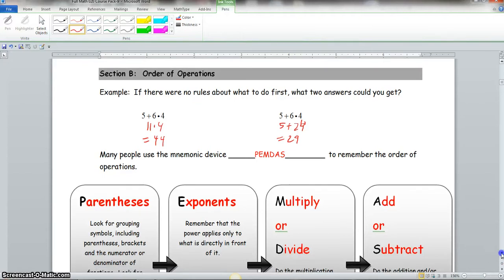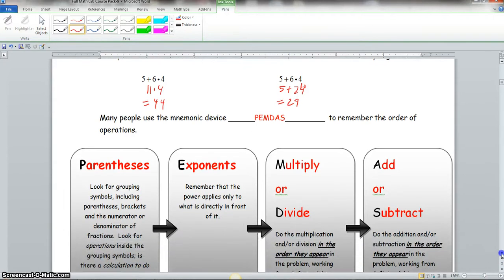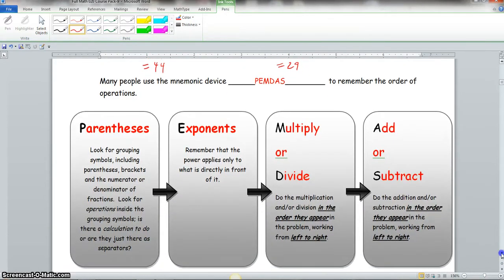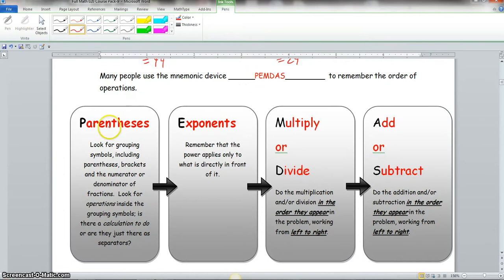Now, we're going to scroll down here. Now the P in PEMDAS stands for parentheses. The E is exponents. The M is multiply, the D is divide, the A is add, and the S is subtract. That's where we get PEMDAS from. But let's clarify one thing. The first step you always do is parentheses. That's why the P is first.